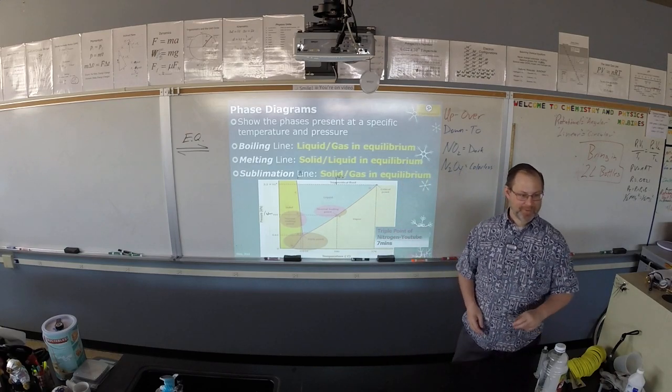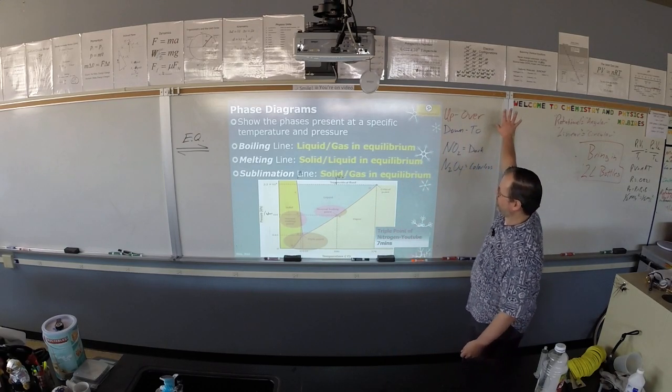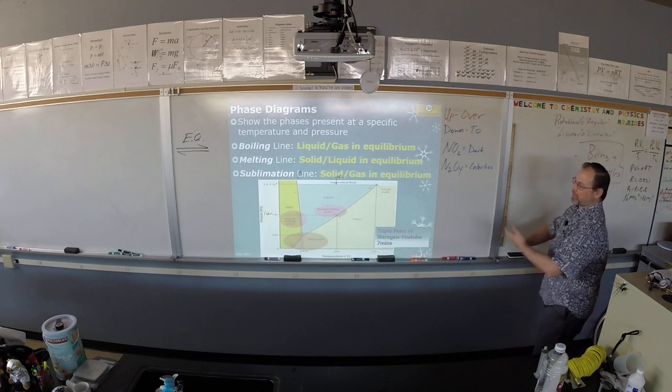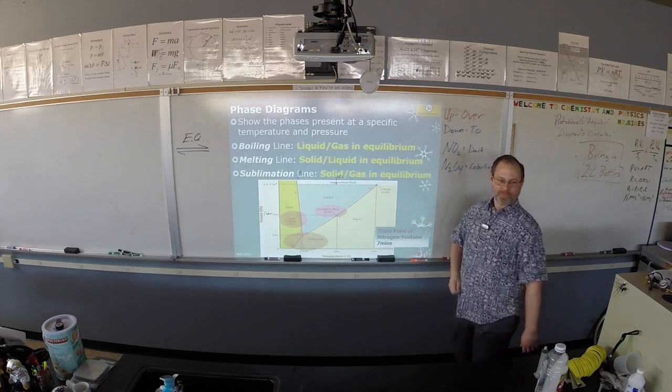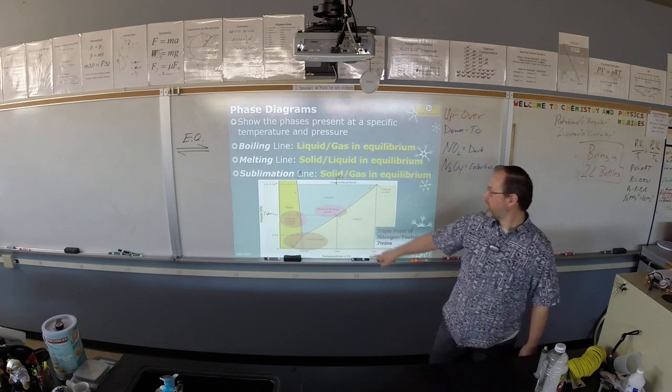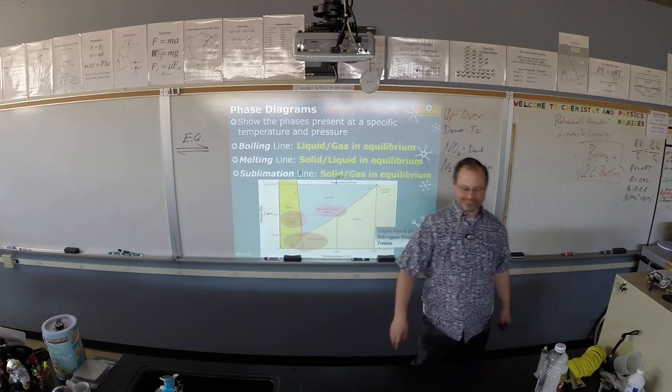Where's the plasma? It's over here, where the temperature is so high that the electrons have flown off. What about the dark matter? The Bose-Einstein condensate, that's way down there.